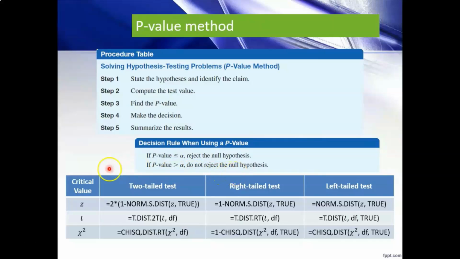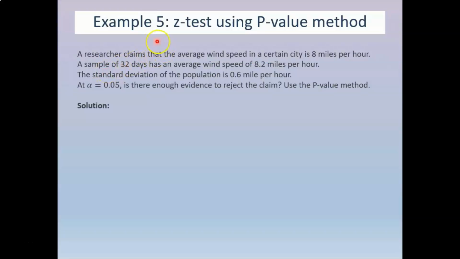So to find the critical value for z, t, and chi-square, these are the Excel functions. So the Excel function shown here is to find the p-value. Let us see example 5, z-test using p-value method.